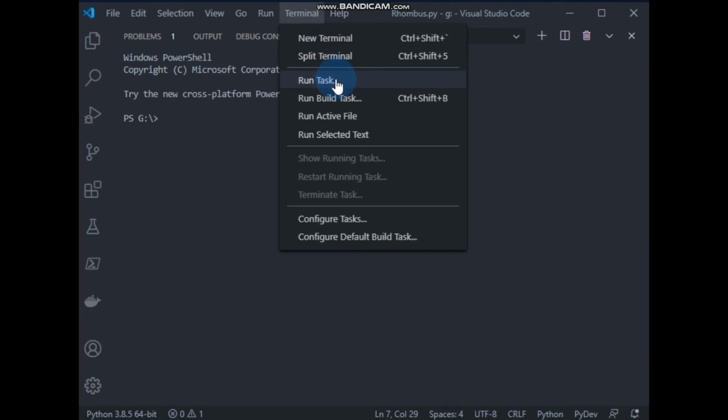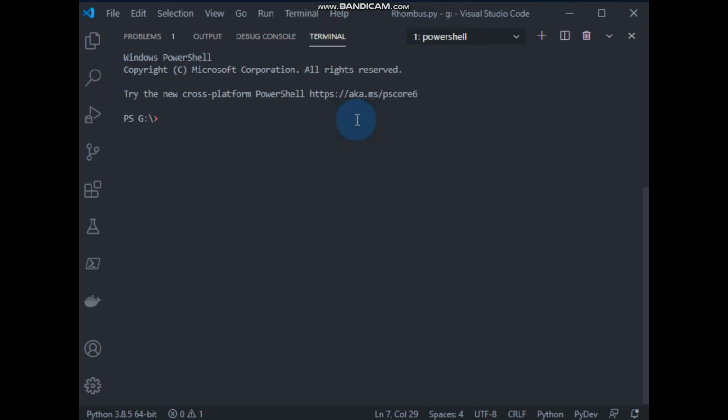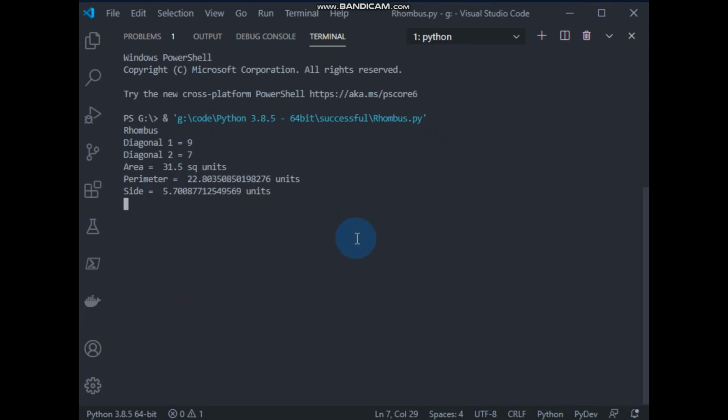We have completed, so let's run it in terminal. So it's print rhombus, and as diagonal 1, I will enter 9 and diagonal 2 as 7. It gives area, perimeter and side. It's absolutely right. You can check in Google Calculator.